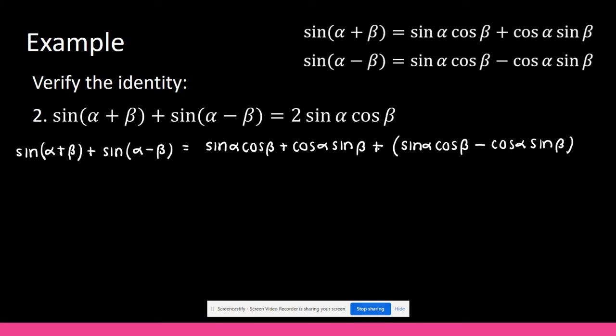Granted, the sign in front is addition, so that's really not going to change anything. So if you want, you don't have to put the parentheses. If that was a subtraction sign, you would want the parentheses so you distribute the negative correctly.